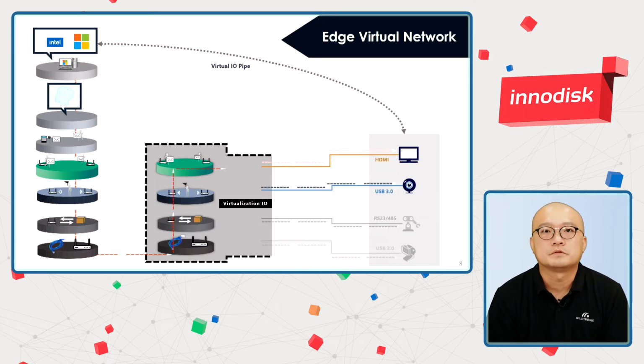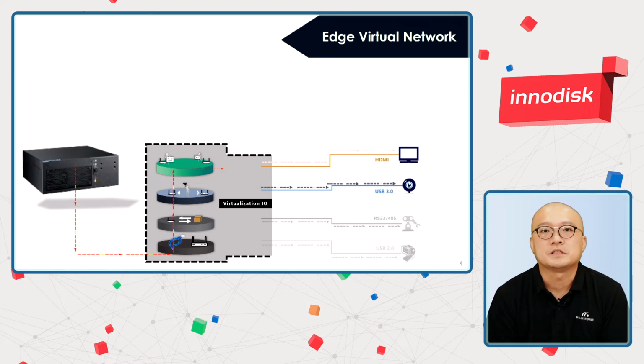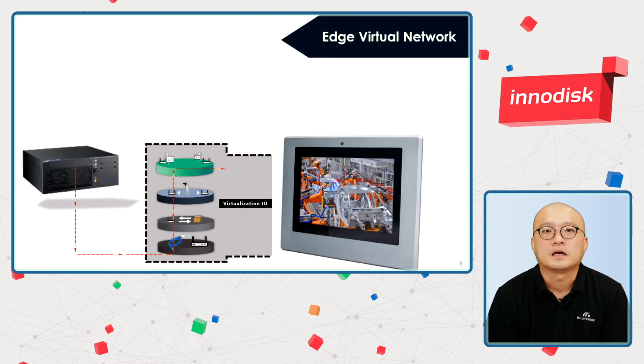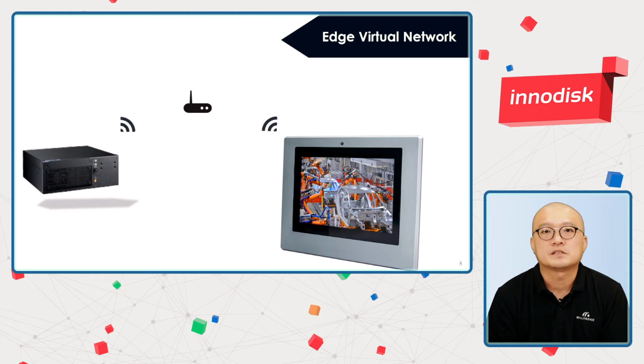Allow me to walk you through this again. The edge device refers to the very powerful Intel PC, and virtualization input and output integrate with the touch display. And Wi-Fi 6 replaces the physical layers.